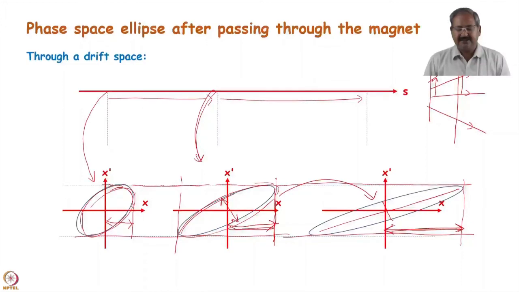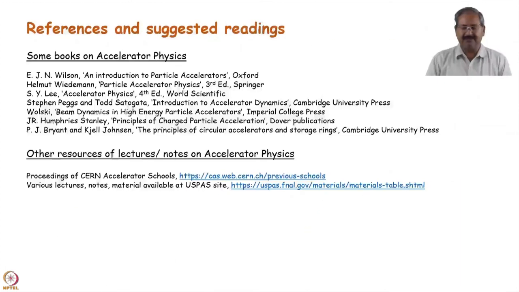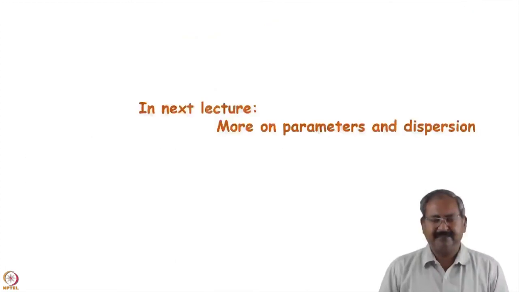I left one exercise for all of you: draw the ellipses just before a focusing lens and just after the focusing lens. Just before, take the ellipse in this orientation because it is a diverging beam, and after the quadrupole or focusing lens, suppose the beam now has convergent behavior. How the ellipse will look just after the quadrupole is left as an exercise for you. The references are the same, and in the next lecture we will see more on these parameters.